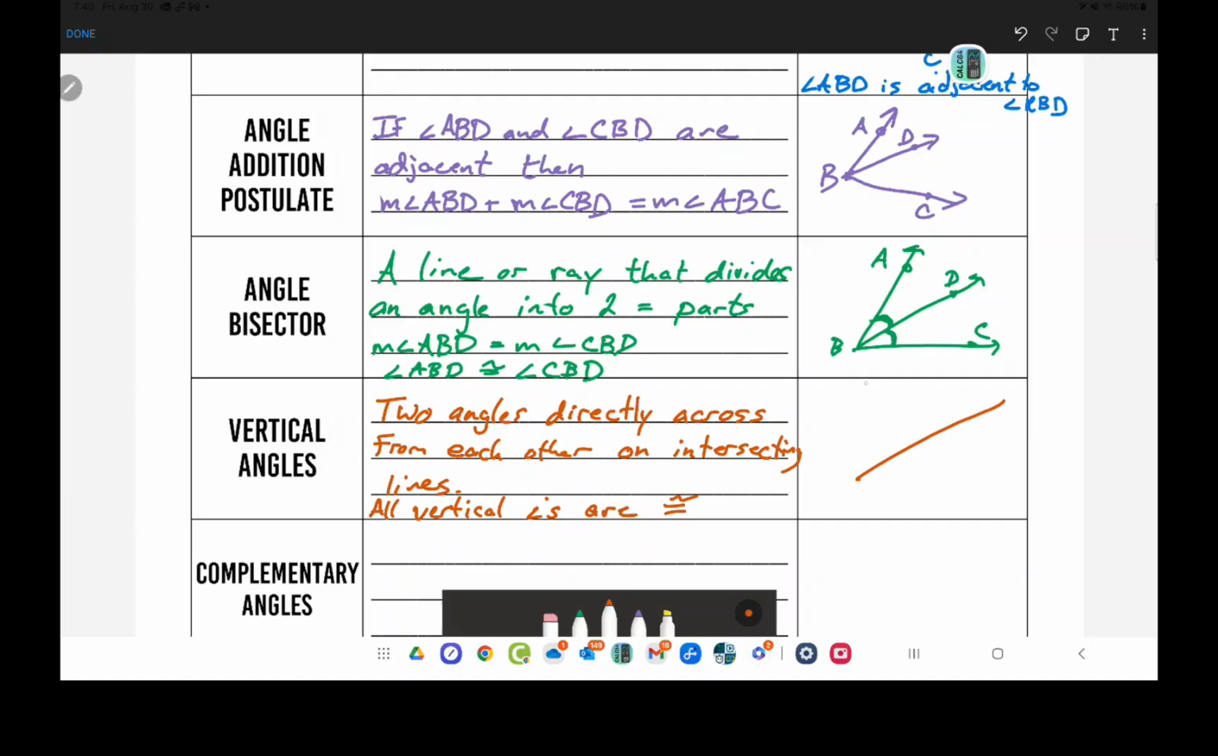So we have two lines that intersect, L and M, with angles 1, 2, 3, 4. Angle 1 is congruent to angle 3, because they're vertical, and angle 2 is congruent to angle 4. Basically, anytime two lines intersect, they create vertical angles.